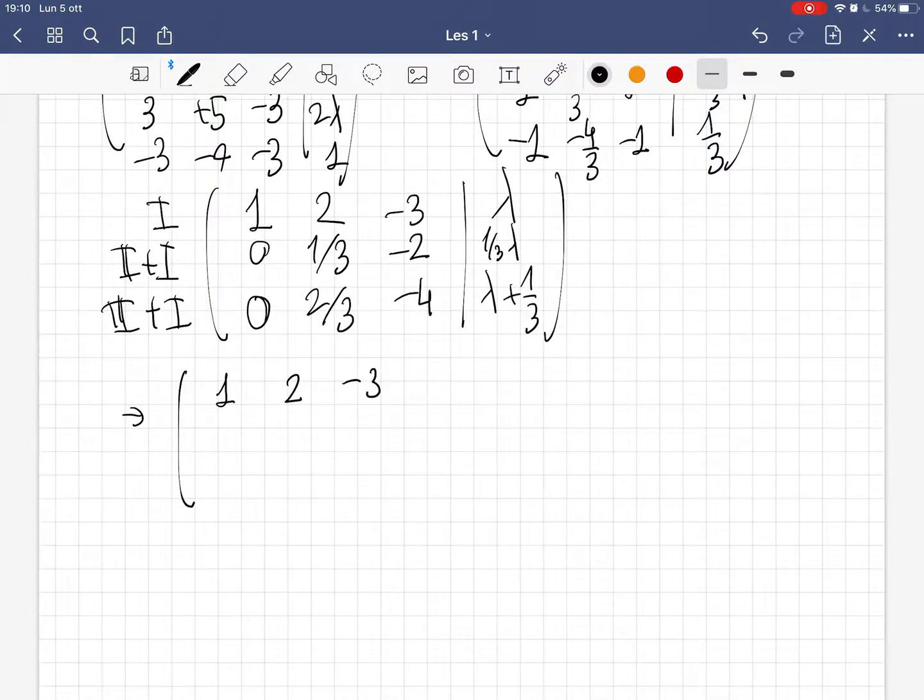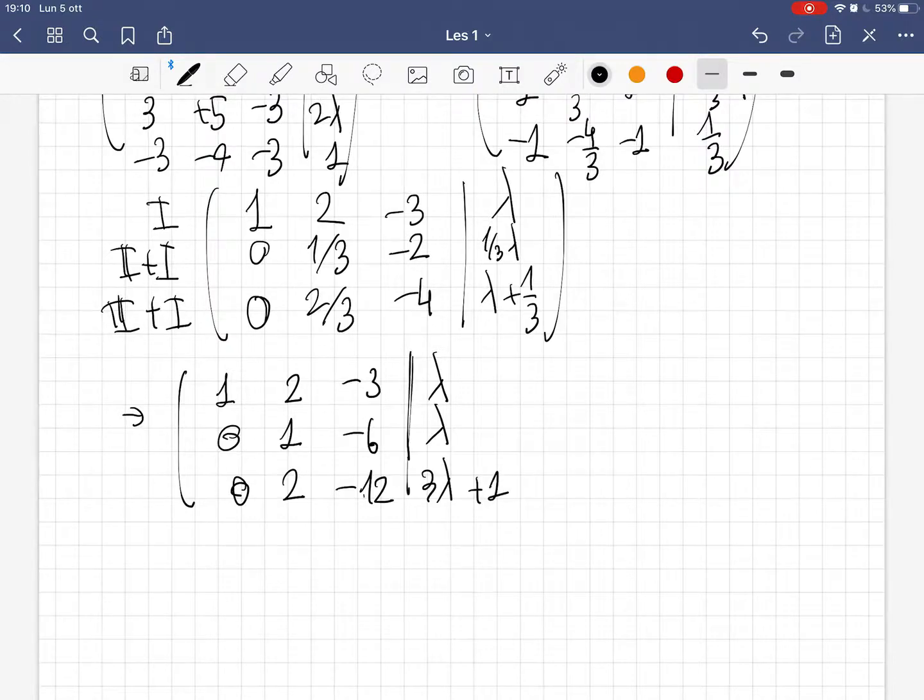So you get this, lambda 0, 1, minus 6, 0. I'm multiplying by 3 just to get rid of the fractions. So this is lambda, this is 3 lambda plus 1. Very good. Now let me do this operation. You keep the first, you keep the second, but as for the third, you replace it with the third minus 2 times the second.